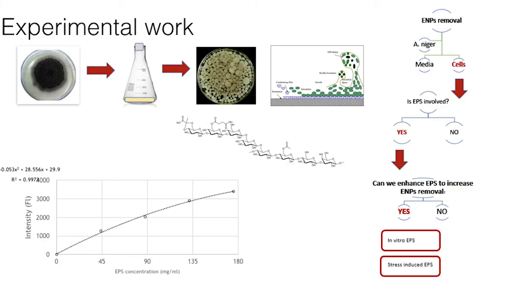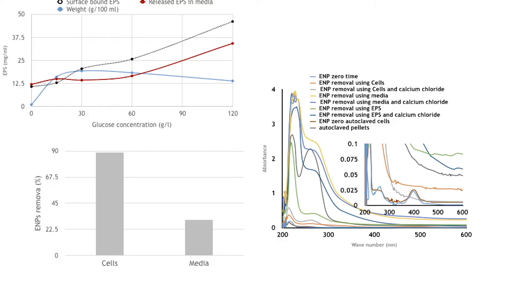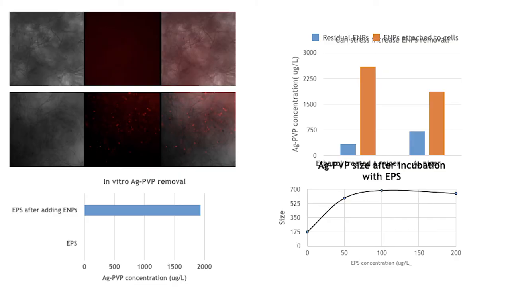We used a concanavalin A conjugate, which binds to the EPS, to quantify the exopolysaccharides and locate them. After optimizing conditions, we used surface plasmon resonance to quantify the remaining nanoparticles. We used the zeta potential also to detect the size. We concluded that the cells are indeed responsible for removal of the majority of the nanoparticles in the aqueous media. It's not very evident, but this is fluorescent microscopy, where the red dots are the exopolysaccharides within the mycelia.